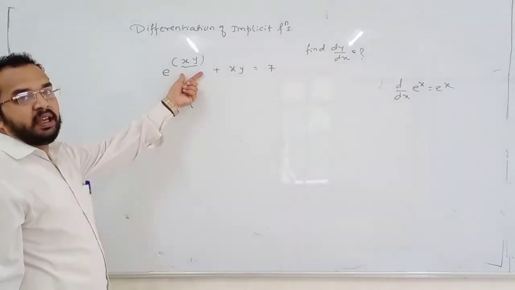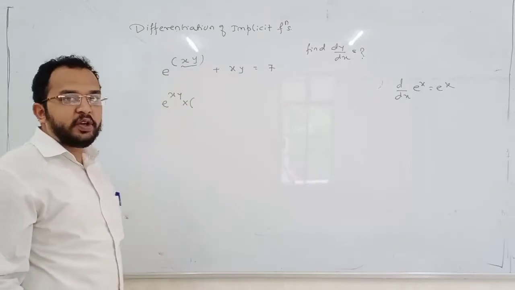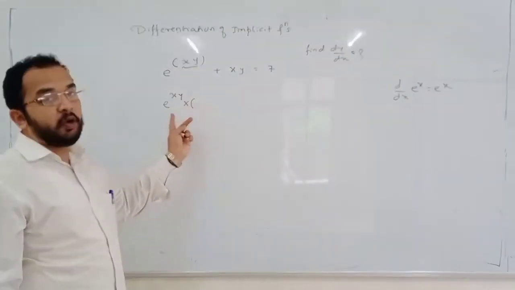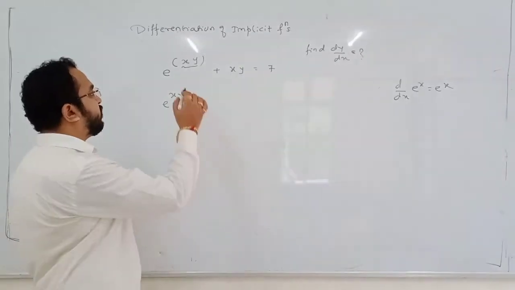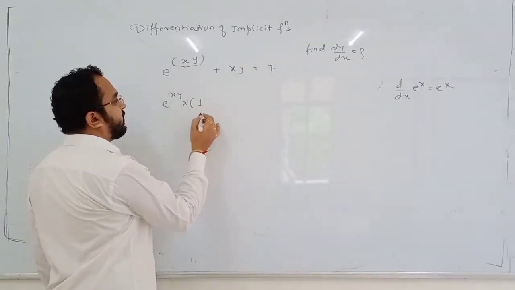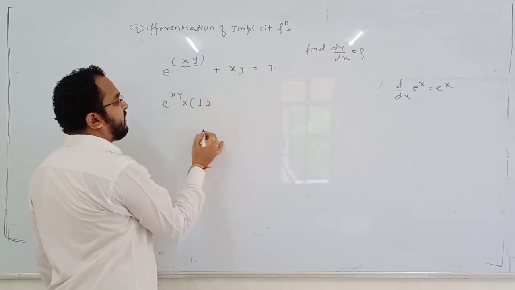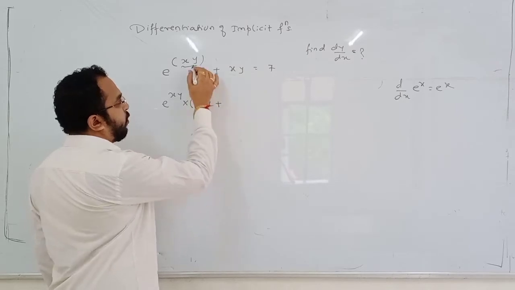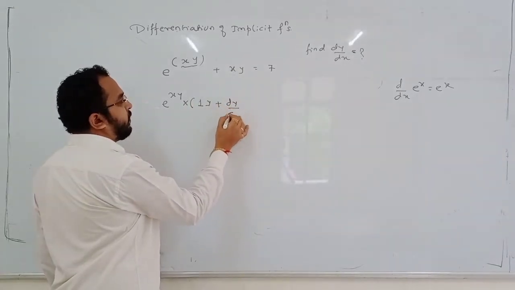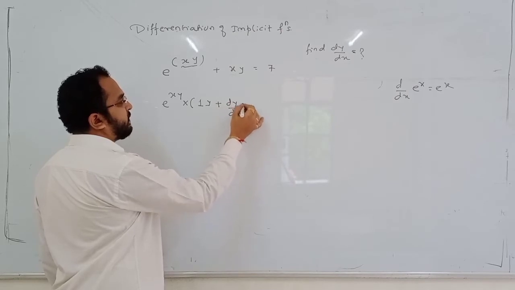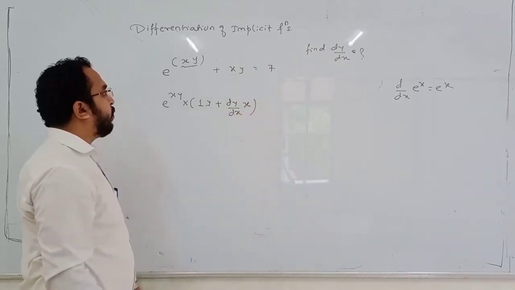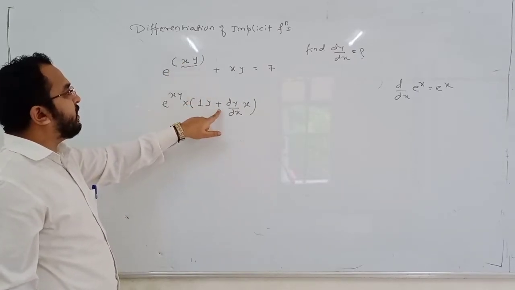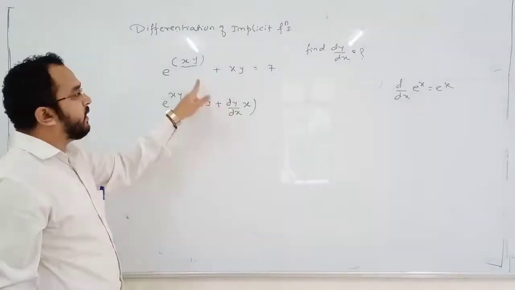Now what is that something? x into y. So x into y is a product, so we will differentiate this by chain rule. What is the differentiation of x? 1, differentiation of first function, second function as it is, that is y, plus differentiation of second. What is the differentiation of y? Which one is the second function? y. Differentiation of second into first function as it is. What is first function? x. See, differentiation of x is 1, y as it is, plus differentiation of y is dy by dx, x as it is.